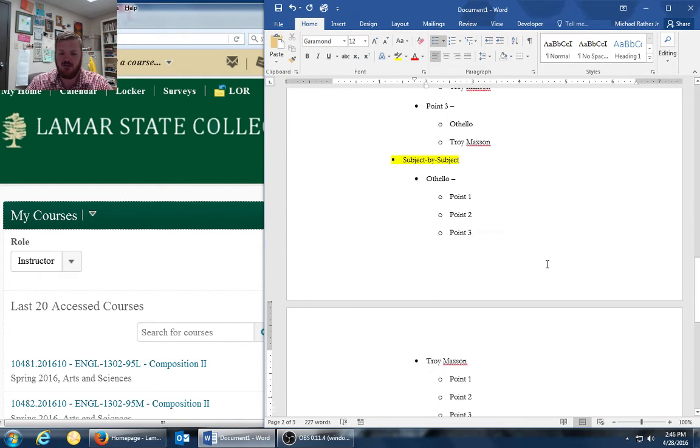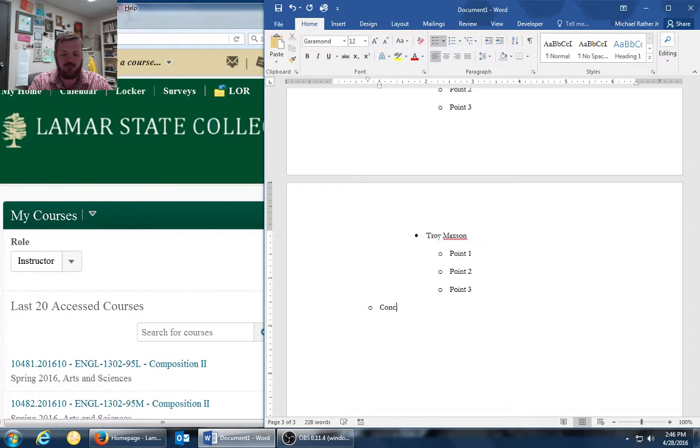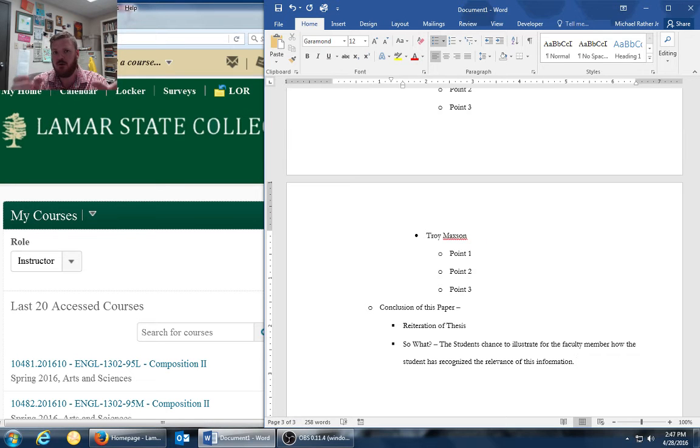But when you go to write the conclusion of this paper, you'll still use that reiteration of the thesis, but the so what question now is your chance to illustrate for the faculty member how the student has recognized the relevance of this information. So in doing that, you have a couple options.